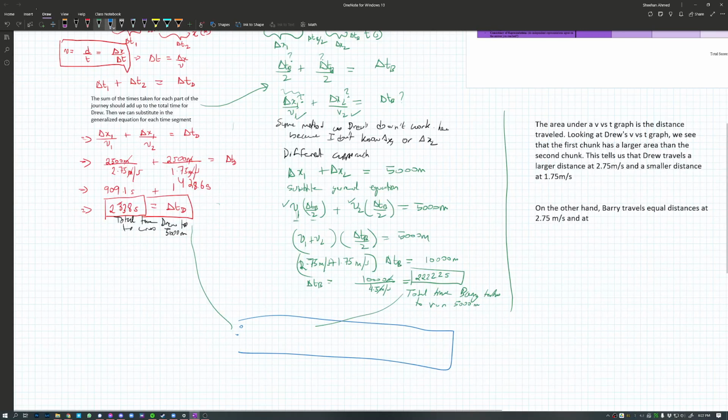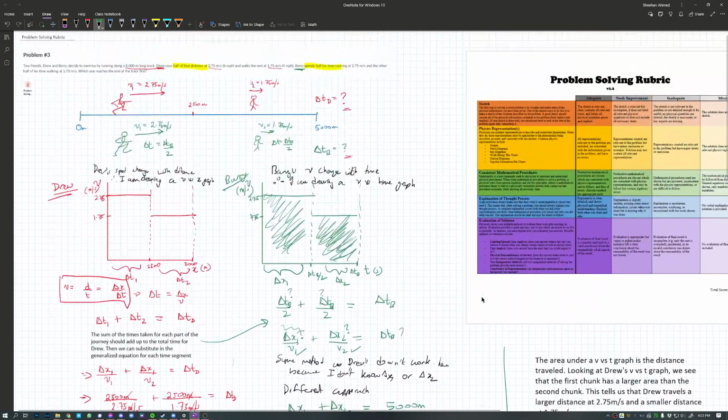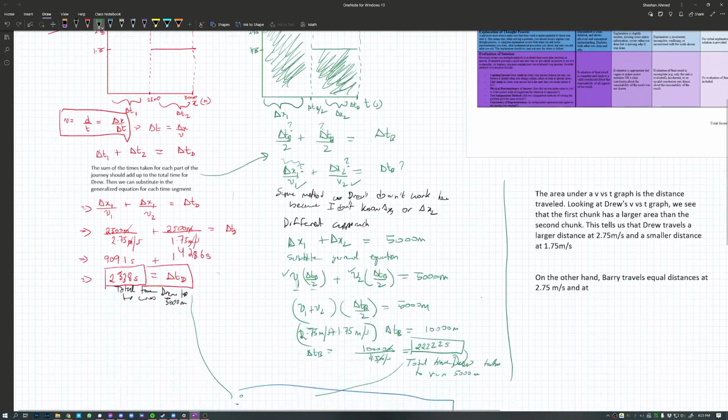So this should be Drew. Let me see. Let's get this out of the way. Total time Drew takes. Yep. Oh, come on. This is all confusing now. Okay, Barry is green, Drew is red. Where did I make a mistake? I made a mistake over here.